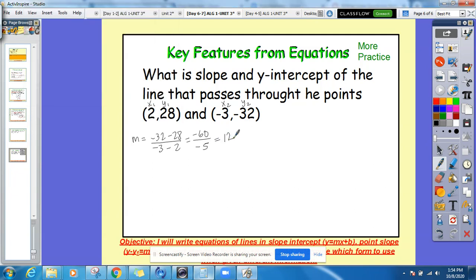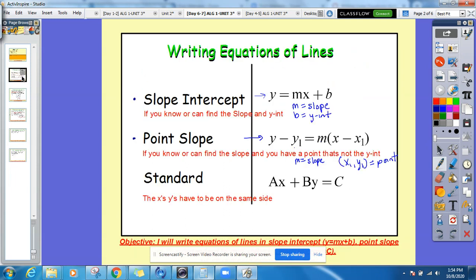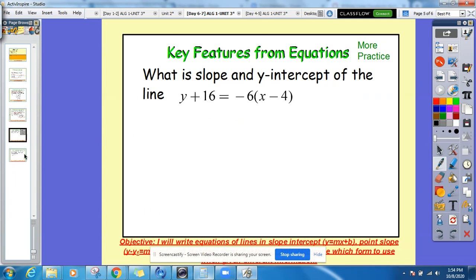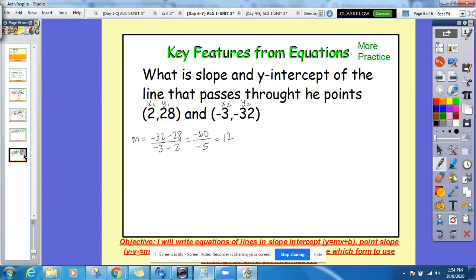So this positive 12 means that's the slope. So the measurement of the slope between those two points is 12. We want to find the y-intercept, and I noticed that there's no y-intercept given because if there was, the x value would have been 0. So I have to go about this a different way. We have to actually write the equation in point-slope form first, and then what we could do after that is we can solve.